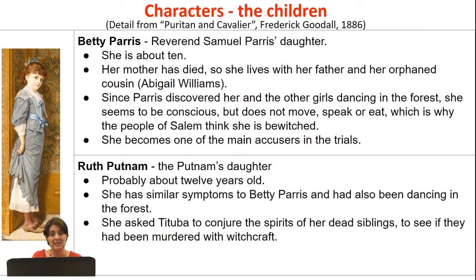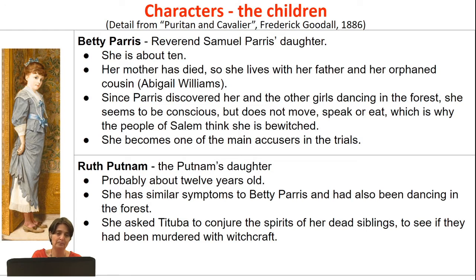And since Paris discovered her and the other girls dancing in the forest, she has been behaving very strangely. She seems to be conscious, but she doesn't move, speak, or eat, and that's why the people of Salem think she's bewitched. The historical Betty Paris had fits and these strange periods of screaming and hallucinating that had gone on for weeks, and that was why in history the people of Salem thought that Betty Paris was actually possessed. And she goes on to become one of the main accusers in the trials, even though she's only a 10-year-old child.